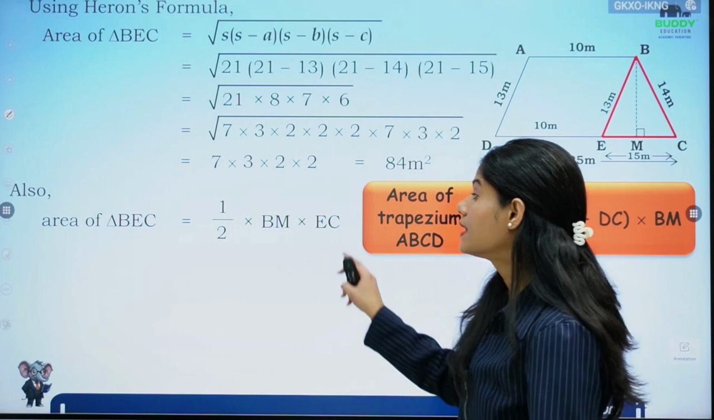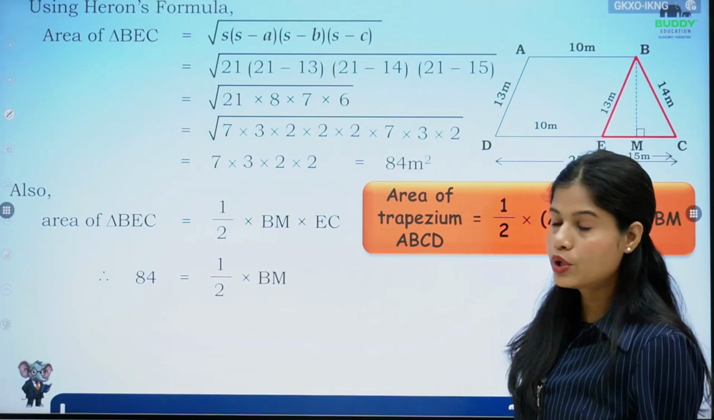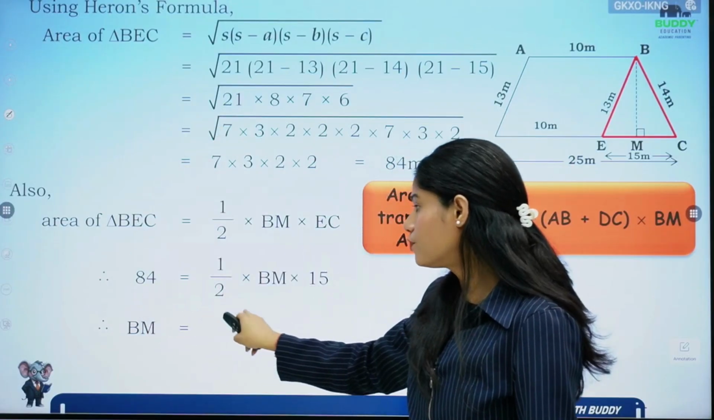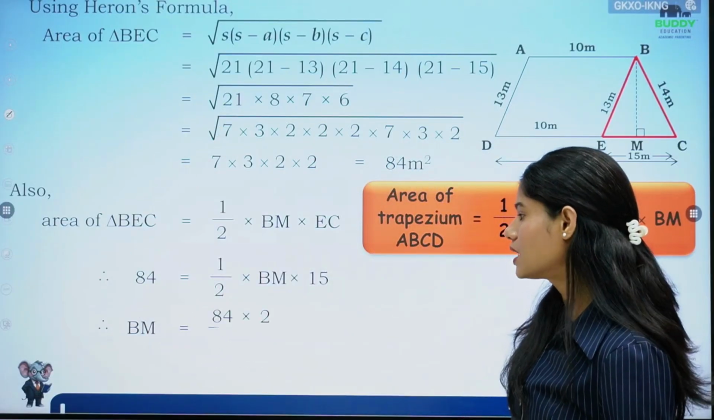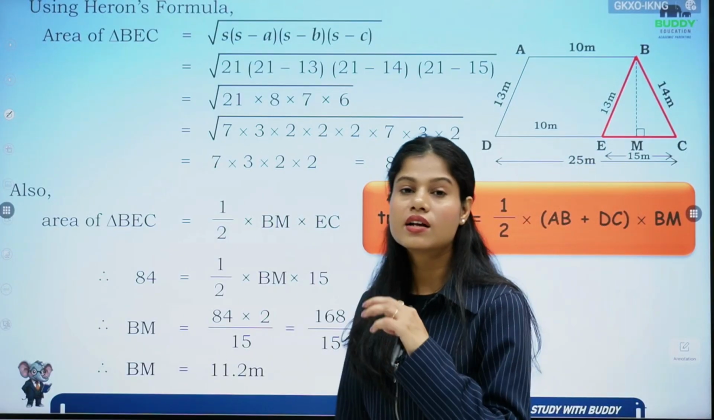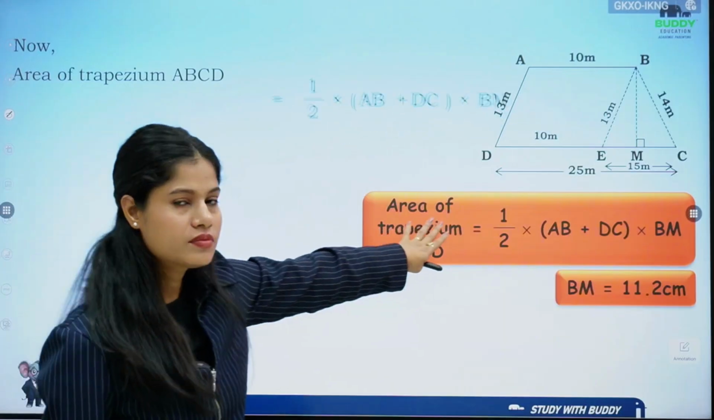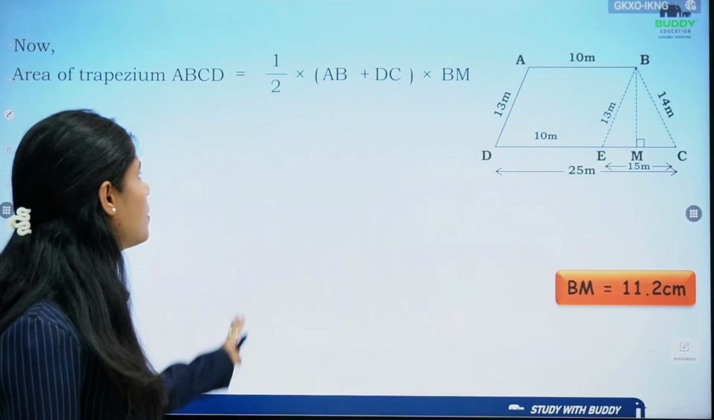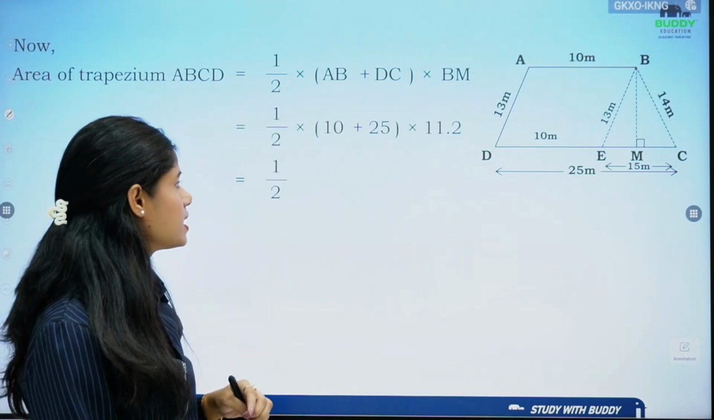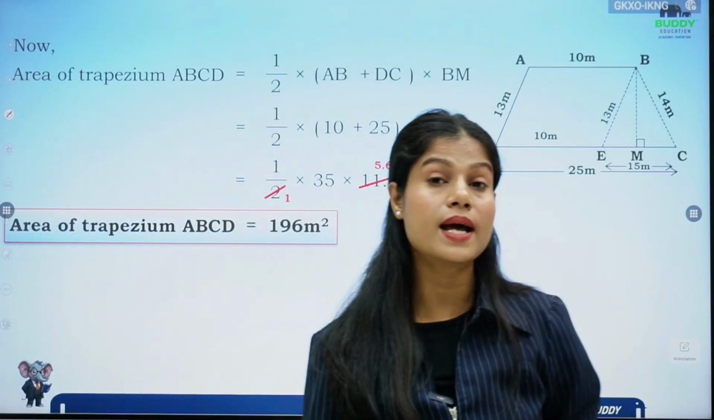But you know that the area of BEC can also be found this way, where BM we don't know, EC we know is 15, and the area is equal to 84. Now if you simplify it, you are certainly going to get the value of BM, which is equal to 11.2 meter. Now we got the things that we were looking for. So now we can use the area of the trapezium, which is half into the sum of the parallel sides into height. Parallel sides are 10 and 25 and the height is 11.2. When you solve this, you are going to get the area of the trapezium as 196.